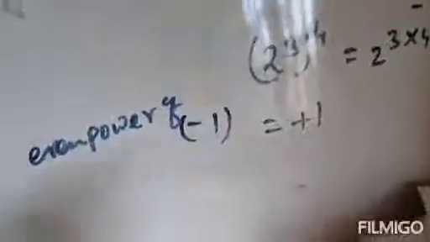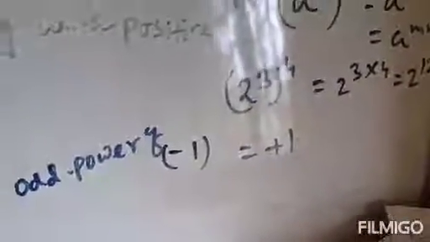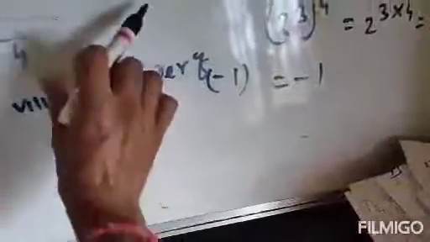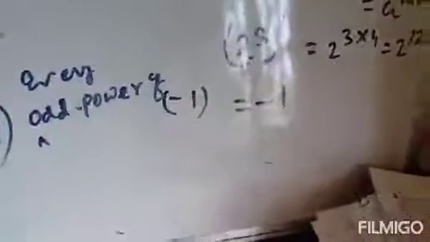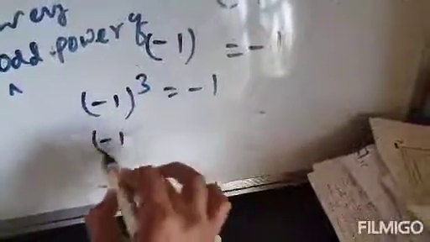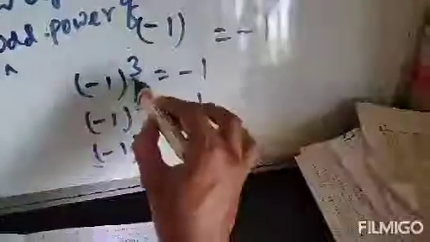Now the seventh law. The seventh law says that every odd power of minus 1 is minus 1. Every odd power of minus 1 is minus 1. That means if we say minus 1, suppose the power here is 3, it will be minus 1. If the power is 5, it is minus 1. If the power is 7, it is minus 1. All these are odd numbers, so your answer will be minus 1. So these are the laws. Next law. So this is the seventh law.